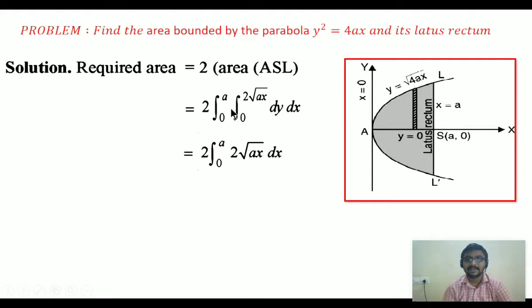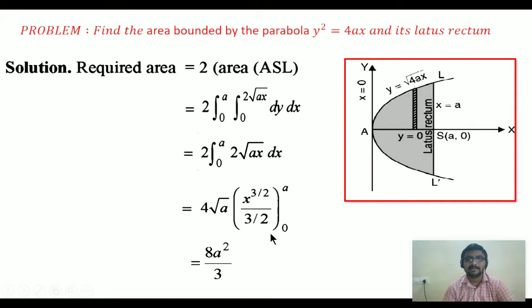Now clearly the double integration sum is reduced to a single integration. Here 2 root a is constant, just take it outside, that is 2 into 2 root a is 4 root a, a constant. Now the integration of x power 1 by 2 is x power (1 by 2 plus 1) by (1 by 2 plus 1), that is x power 3 by 2 by 3 by 2, limits 0 to a. Substituting the upper limit and then the lower limit 0, and simplifying we will get the result as 8a square by 3. So it is the required area of the parabola y square equal to 4ax and its latus rectum, that is LL dash.